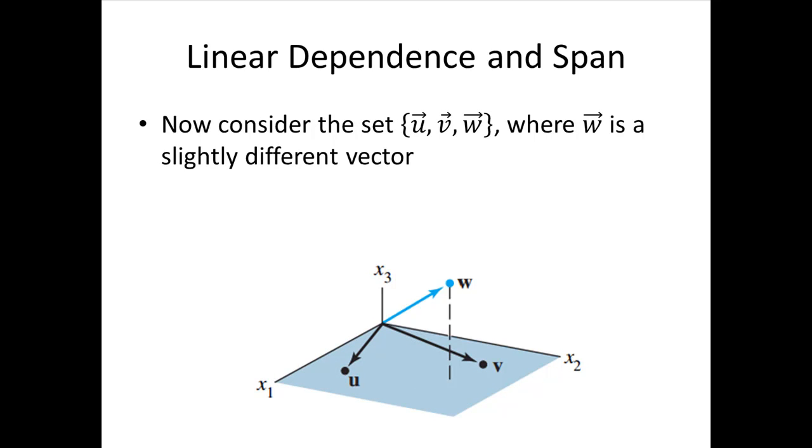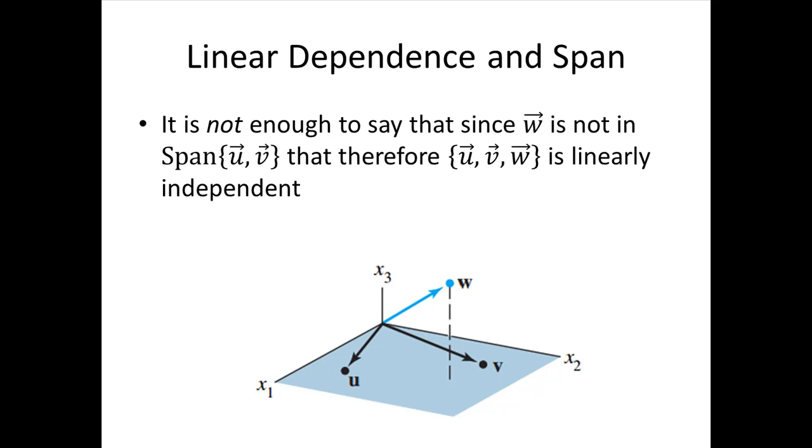Okay, what happens when we have a slightly different vector? We've got the same u and the same v, but now we've got a different w. It's not enough to say that since w is not in the span of u and v, clearly we can see from the picture that w is not in the plane spanned by u and v. But that's not enough for us to conclusively say that u, v, w, that set with 3 vectors, is linearly independent. We would have to know that none of the vectors in this set is a linear combination of any of the others. And all we know right now is that w is not a linear combination of u and v.